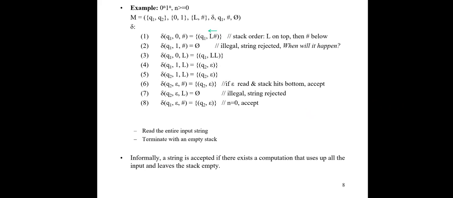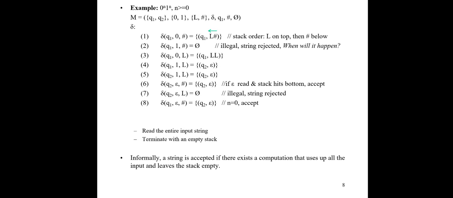Let us see for 0 power n, 1 power n, where n is greater than or equal to 0. So we need two states Q1 and Q2, and the two input alphabet are 0 and 1, and we are using the stack alphabet as L, hash. Delta is the transition, Q1 is the starting state.